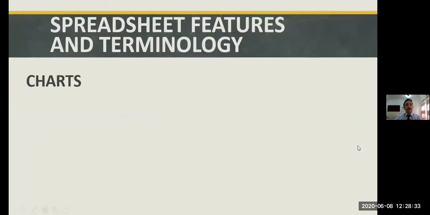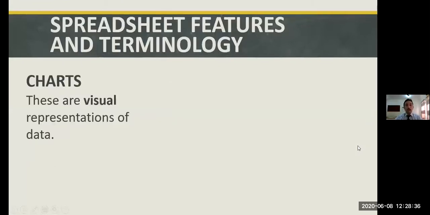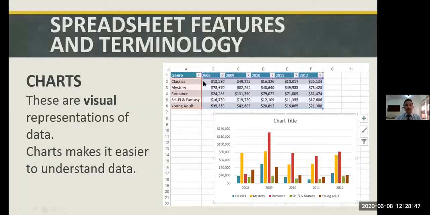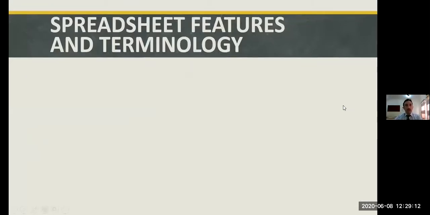Okay. What about the charts? These are visual things we set to present our data, and these charts make it easier to understand data. For example, let's see that. Here we have a list, some cost between 2008 and 2012, for example book cost or selling, and the prices are here, or the total prices. And when you select it, it will show you this chart title, okay? And you can use different chart types.